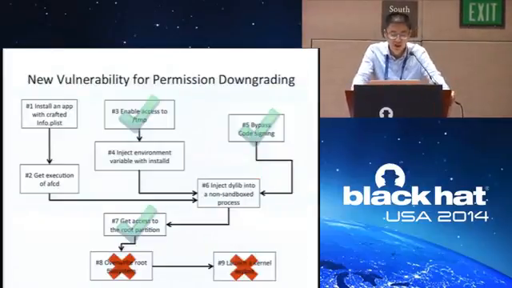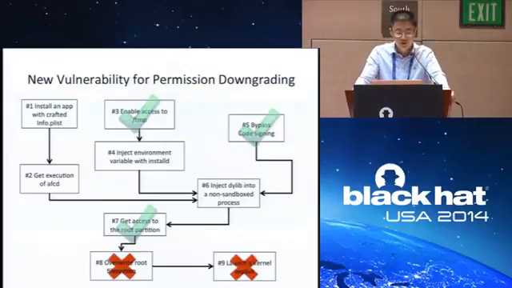After we find a way to re-enable number 3 and number 5, we can inject our dynamic library into a non-sandboxed proxy. But this process still runs as mobile.